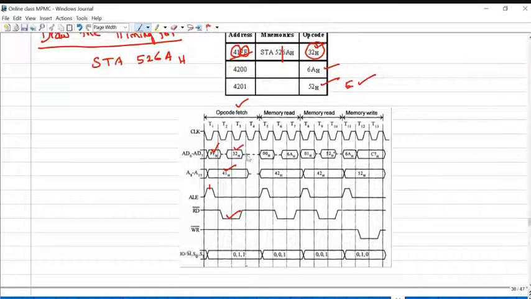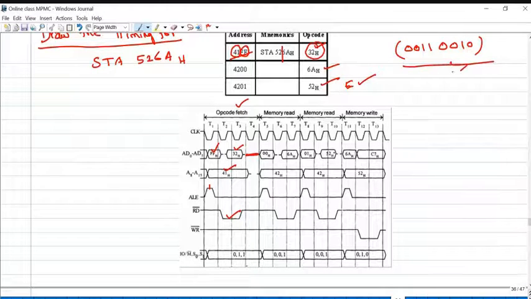The T4 state is unspecified. During this T4 state, the processor interprets what kind of instruction it is by reading this 32, which corresponds to 0011 0010. The processor reads this binary information and understands that the instruction means the accumulator data must be saved in a 16-bit address location. The processor understands that the 16-bit address information is available in the next two consecutive memory locations.